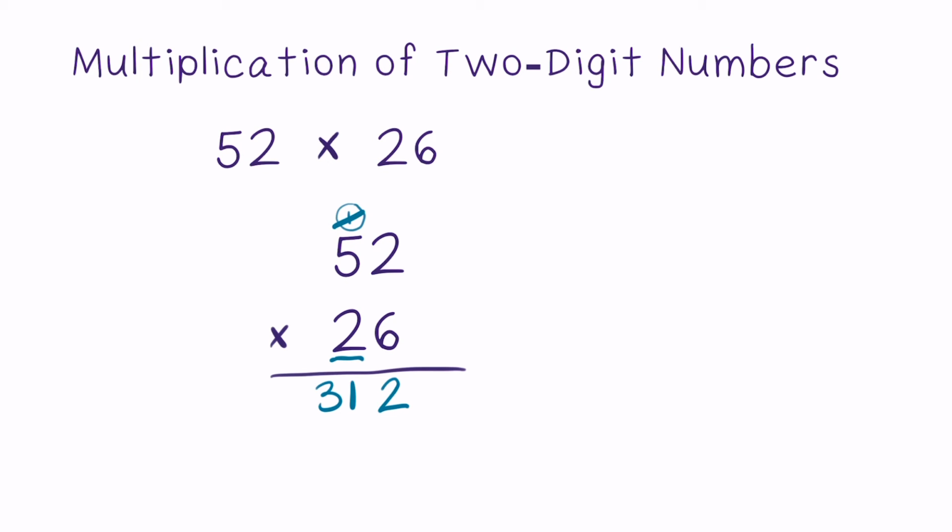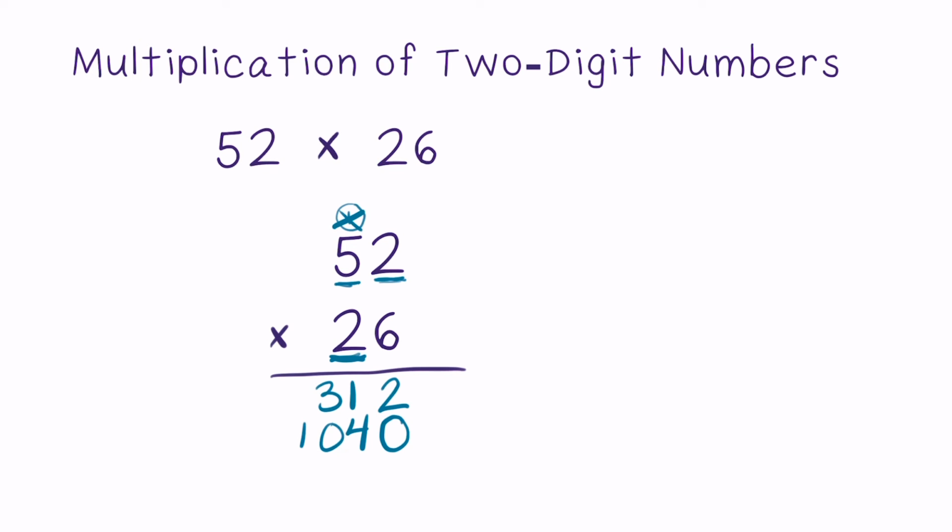I like to cross out the number 1 to remind myself I've already used it. Since we're starting to multiply 2 tens by the digits, we're going to put a placeholder in the ones place here to show that our answers are represented in tens. So let's start with 2 tens times 2 ones equals 4 tens. And then let's move on to 2 tens times 5 tens equals 1,000.